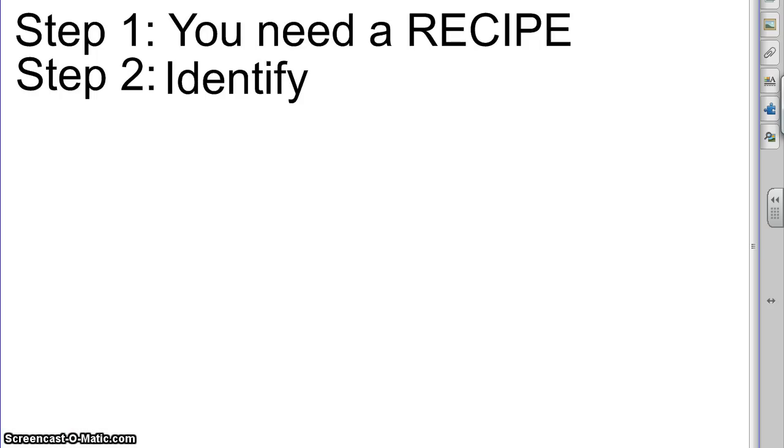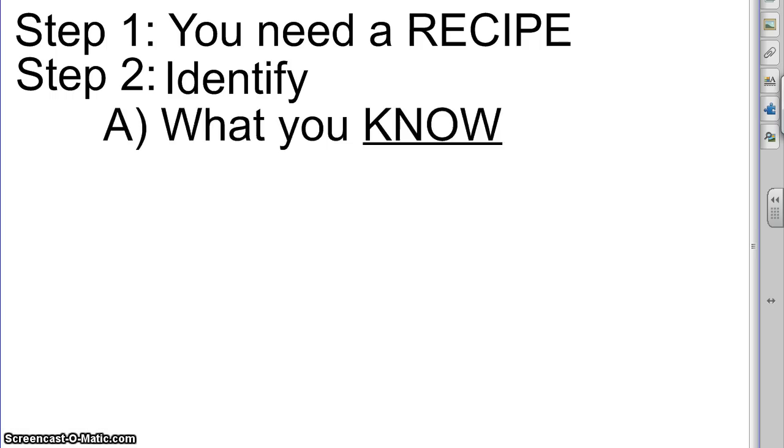Step two, we're going to identify a couple of things. We're going to name these things A and B. There's always two parts of a stoichiometry problem. There's an A and a B. And an A is the thing that you know.